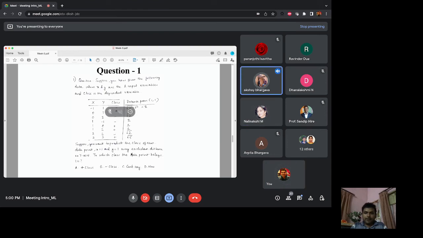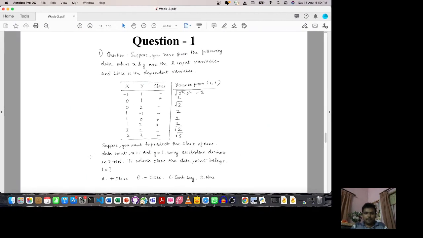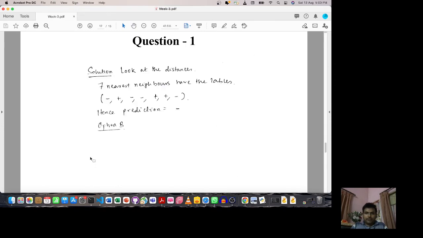So if they were equally divided between plus and minus, you can't have equal division, right? Because you are taking 7 nearest neighbors. That is why you will always take odd numbers. Okay, so that is it.